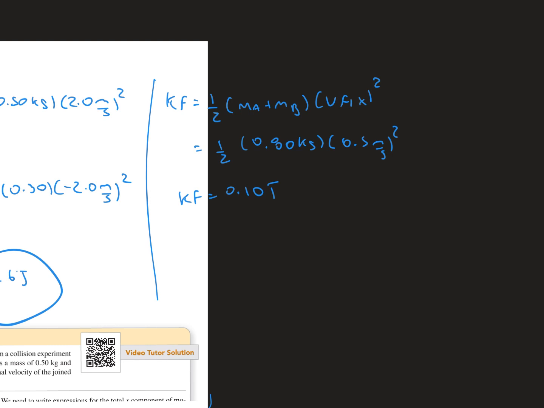For the final kinetic energy, we use the same formula, 1/2 times mass times velocity squared, but in this case, we combine the two masses and multiply by 1/2 and the final velocity 0.5 squared. So we get as a result the final kinetic energy being equal to 0.10 joules.